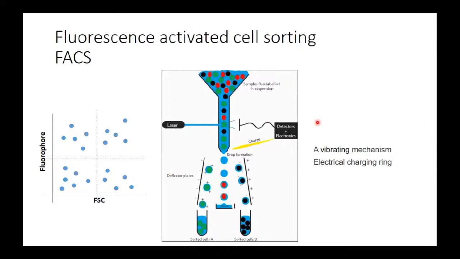So I can adjust the settings of the program, and then the electrical charging ring will charge the cells. Then I have different electrodes, negative and positive electrodes, and the positive cells will go to the negative electrodes, and the negative cells will go to the positive electrodes, and the neutral cells will go to the waste. In this case, I will have two groups of cells: the cells that are expressing the protein and the cells that are not expressing the protein. And this is what we call cell sorting.